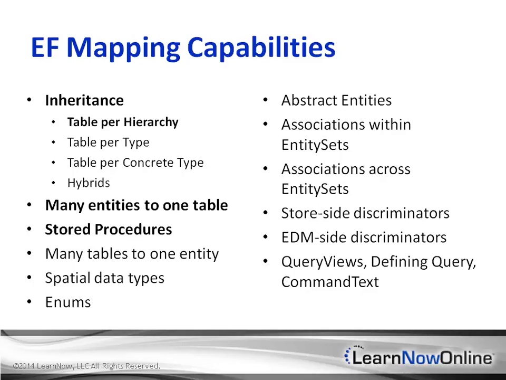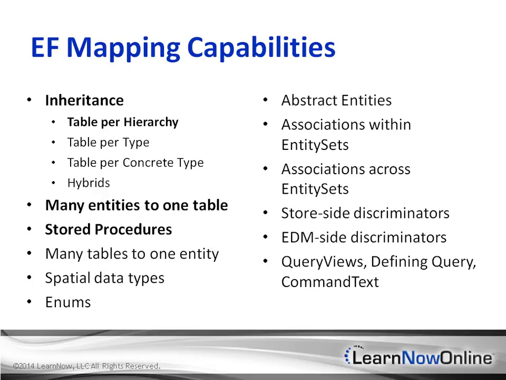The Entity Framework provides a lot of mapping capabilities, everything from inheritance, where we've got a table per hierarchy or table per type, all the way down to the number of entities for a single table. You can do stored procedures, and you can work with different abstract entities. You can tie in different spatial types. There's enums, there's query views. Pretty much a very vast plethora of options are available to us for how we build out our mapping capabilities, particularly when we're doing the design model first or the database first.